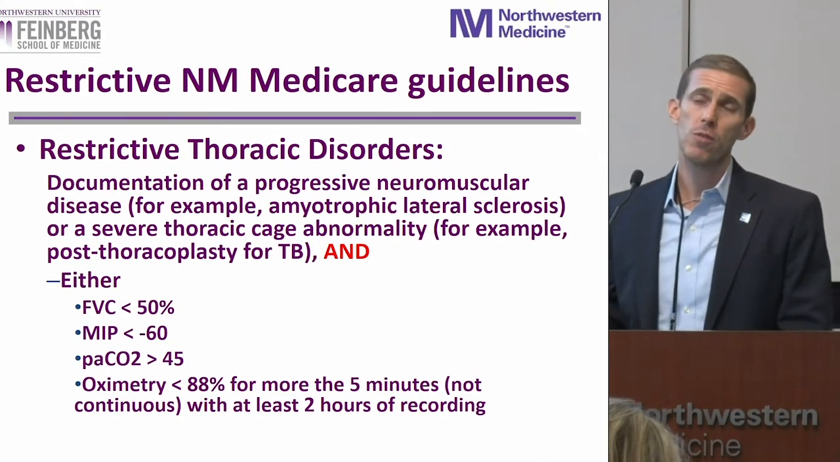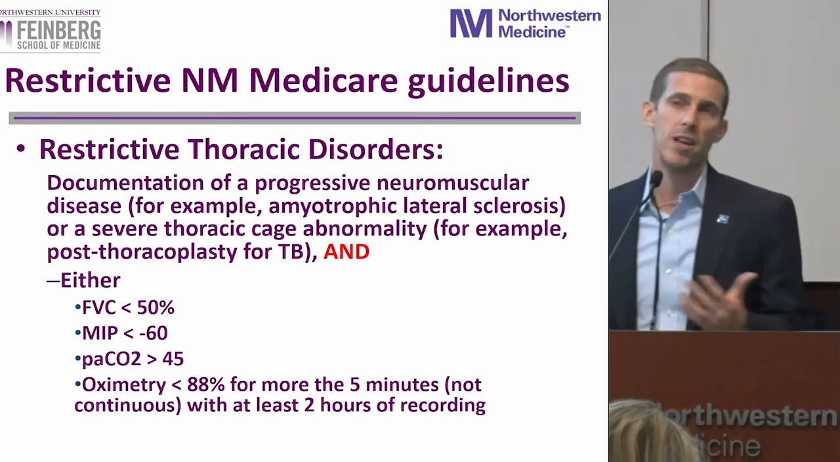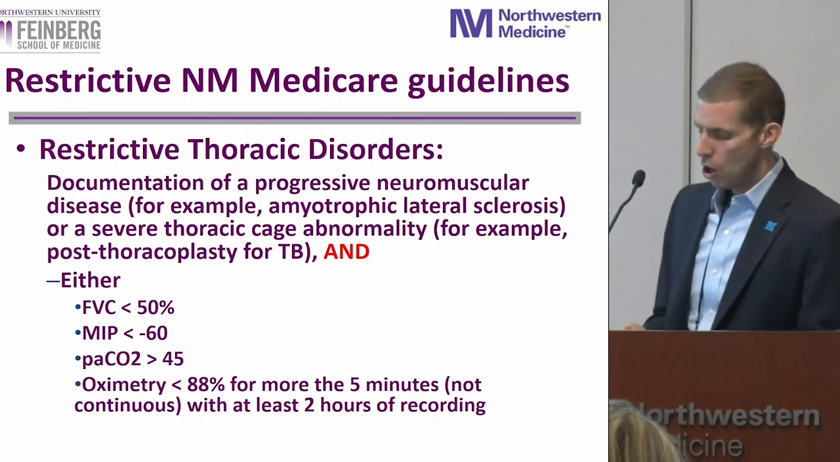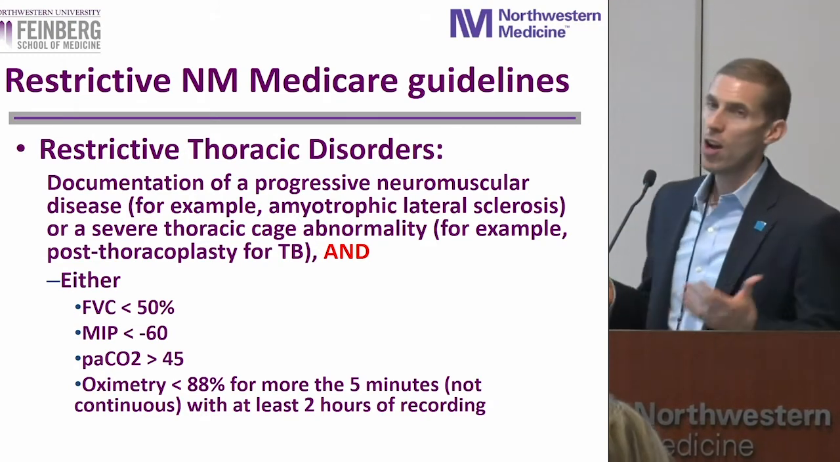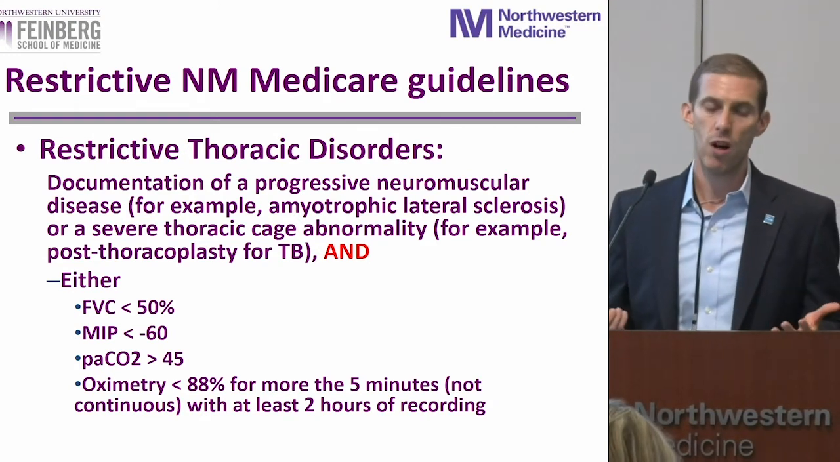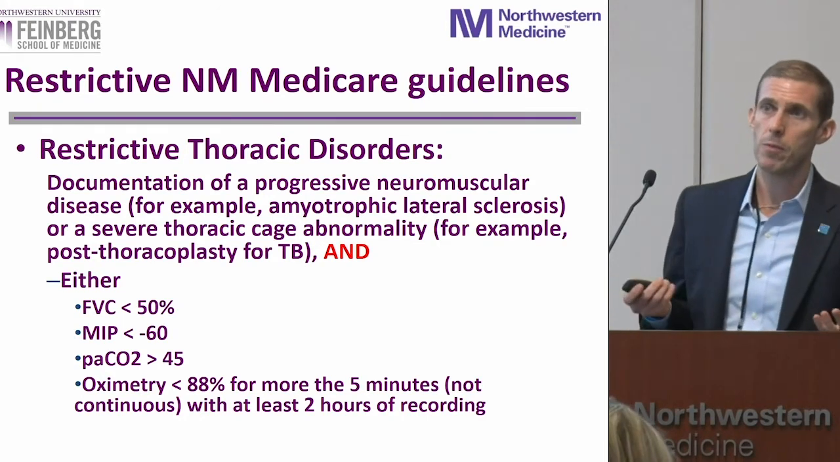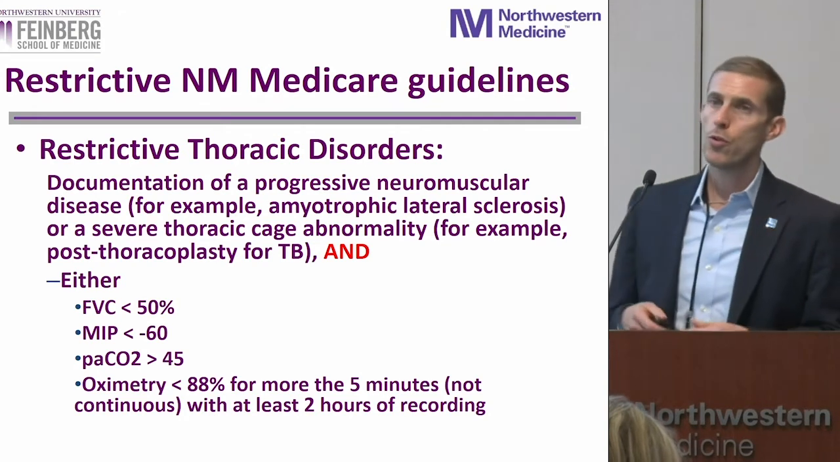So if you do someone's spirometry in clinic and you see that they're 60% upright and you lay them down and they're 47%, they qualify at that point, so you can start them on therapy. You need to do a maximum inspiratory pressure less than -60. So again, upright or supine, that is a good way to qualify people. You can do an arterial blood gas where you see if they have carbon dioxide retention or a PCO2 greater than 45. Or you can do an overnight oximetry.